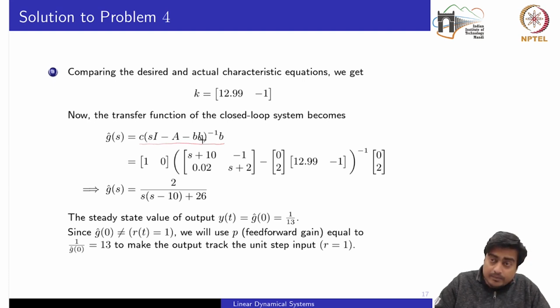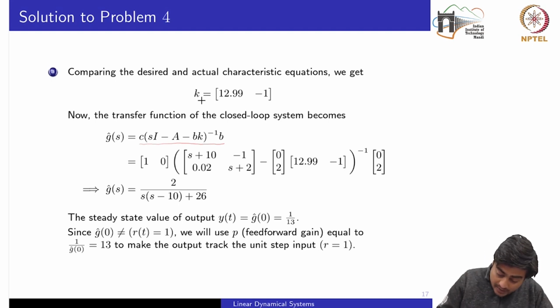K we have computed. So we see that the closed loop system is given by this. So the steady state value of the output y, you would see, is given by 1/13. So even if you are supplying the reference signal r is equal to 1, it won't be able to track only with this state feedback controller. We need to provide feed forward gain.